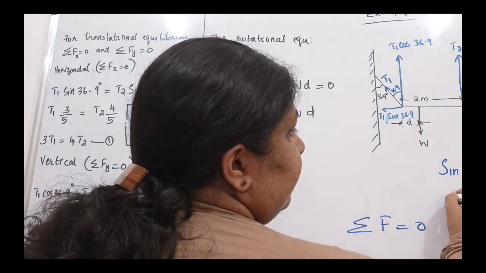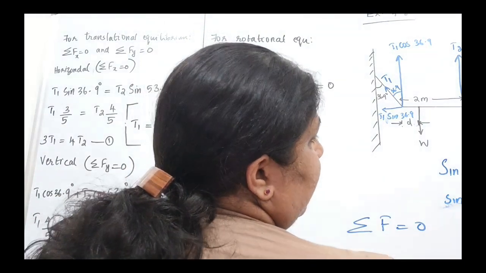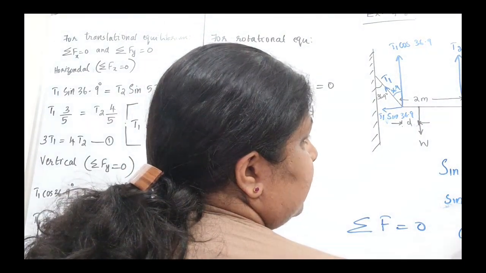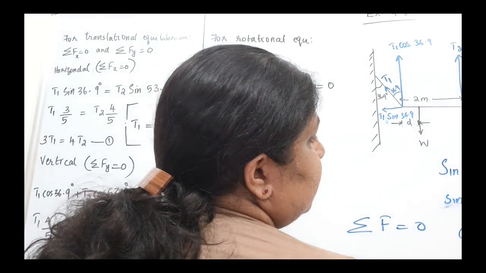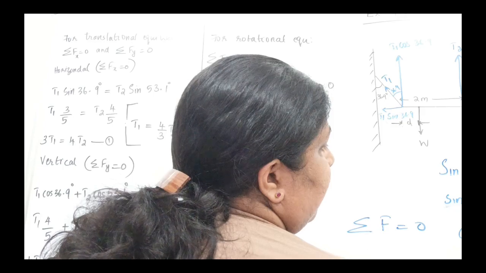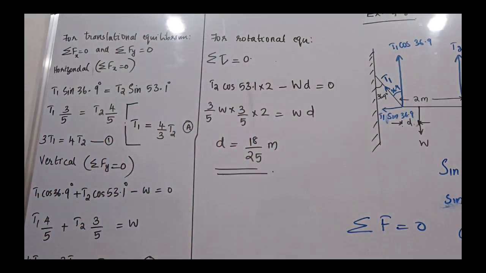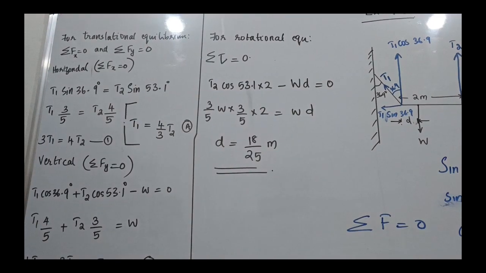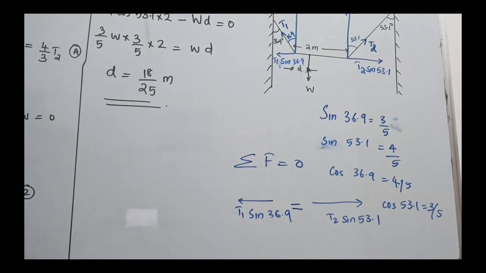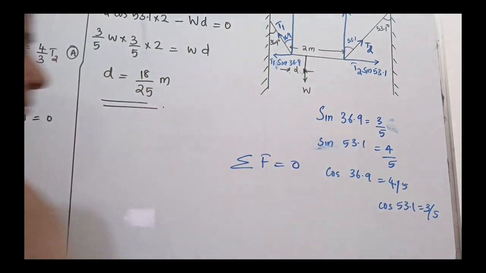Then cos 53.1, you will take it as 3 by 5, and cos 36.9 is 4 by 5. And sin 53.1 is 4 by 5. These are the values of sine and cos which you will be substituting while doing the problem.